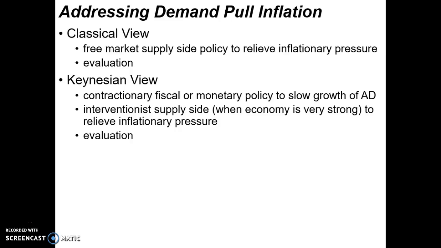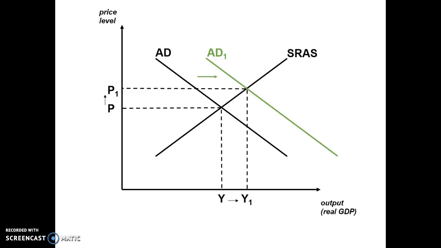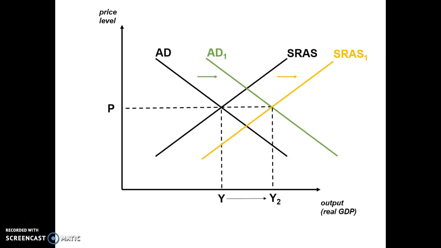There is a classical view which says that we can use supply-side policy to relieve inflationary pressure. And of course, the classical view says do that through free market supply-side policy, which we discussed in our classical presentation, which is cutting some of the regulations and some of the laws that are pro-labor or pro-citizens with the intention of making it cheaper to produce. And I think I have a diagram for you here. Here's a diagram of that.